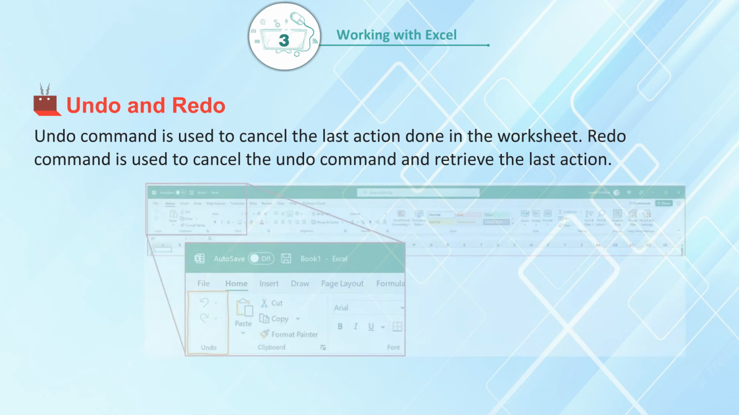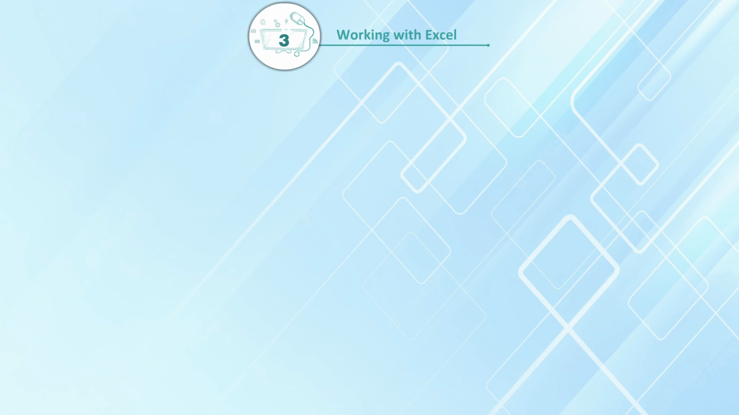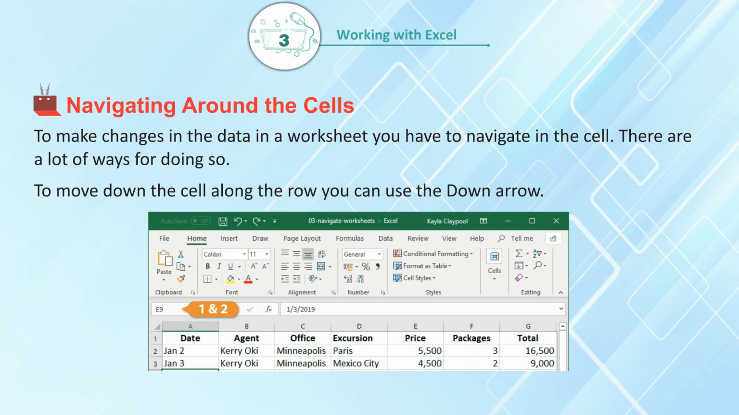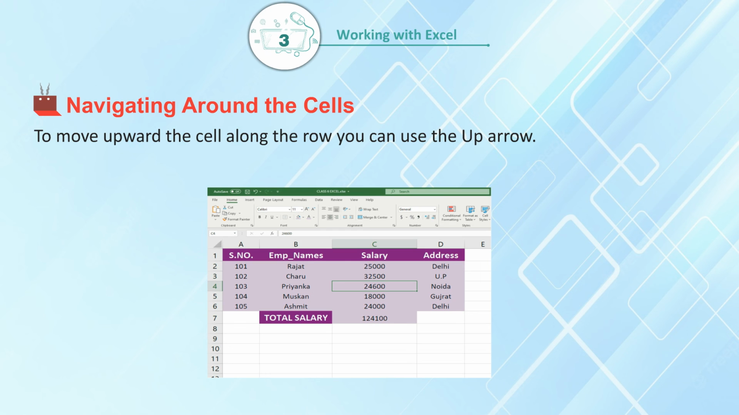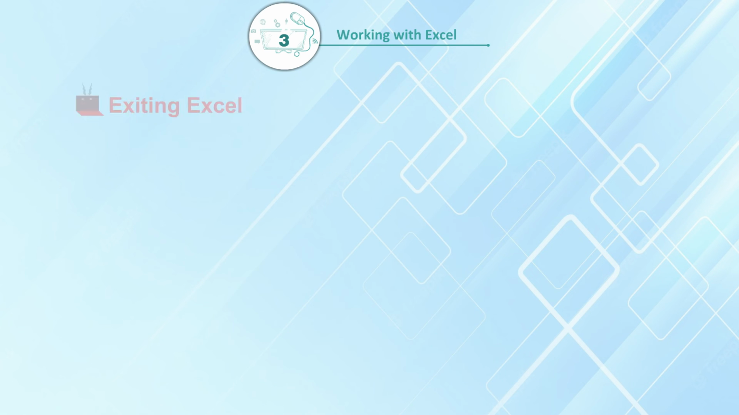Undo and redo. The Undo command is used to cancel the last action done in the worksheet. The Redo command is used to cancel the undo command and retrieve the last action. Navigating around the cells. To make changes in the data in a worksheet, you have to navigate in the cell. There are a lot of ways for doing so. To move down the cell along the row, you can use the down arrow. To move upward, you can use the up arrow. To move across the column, you can use the Tab key or arrow key.